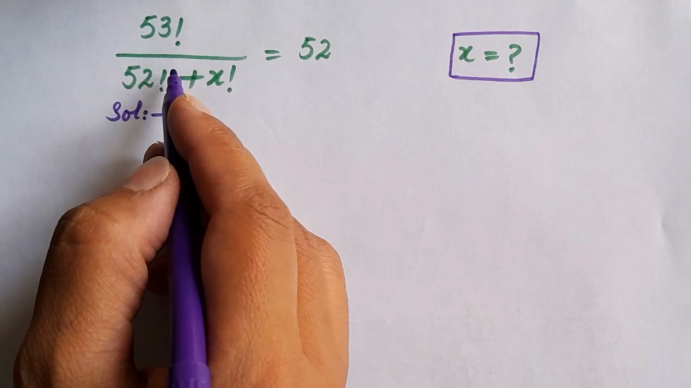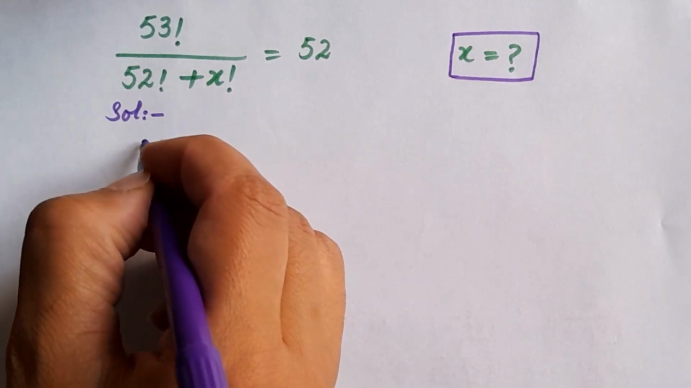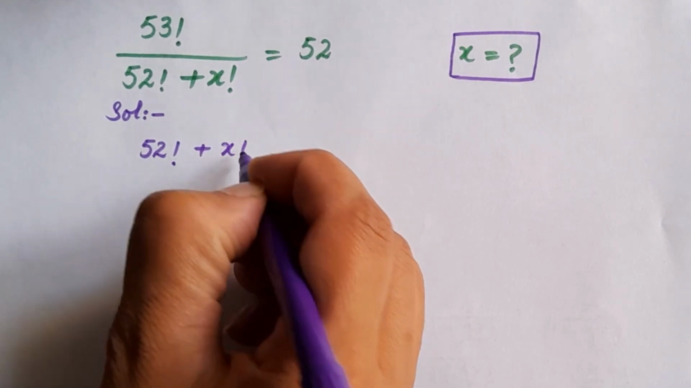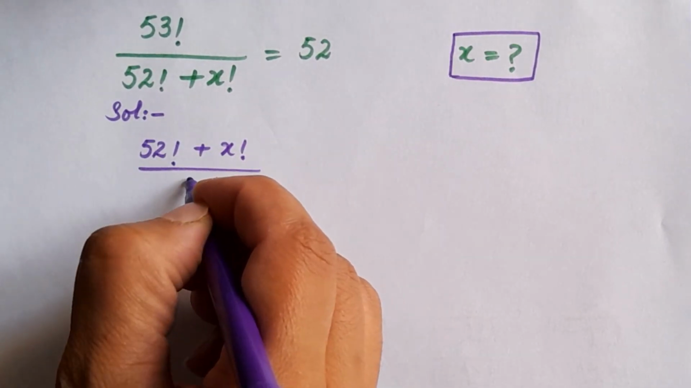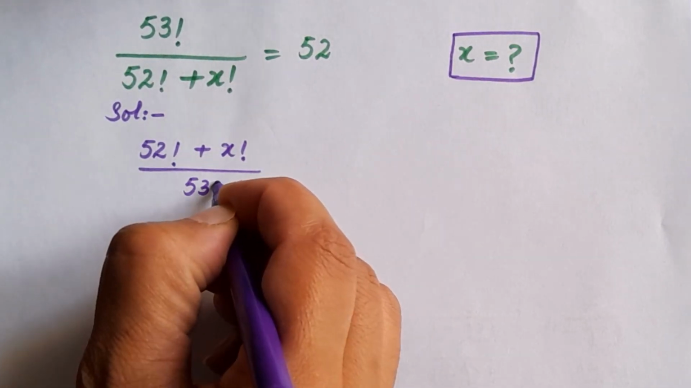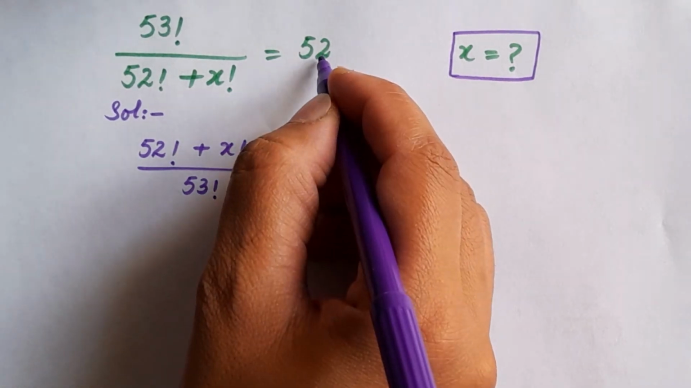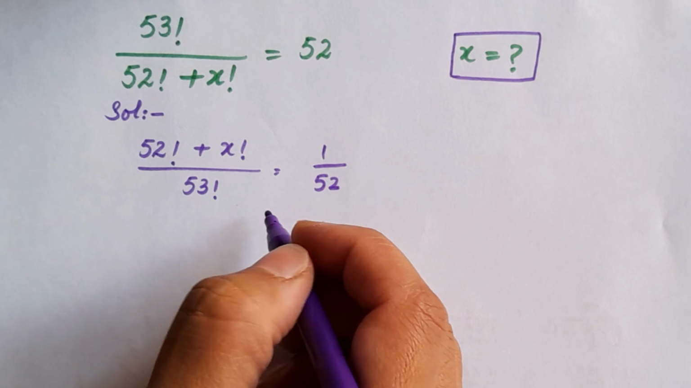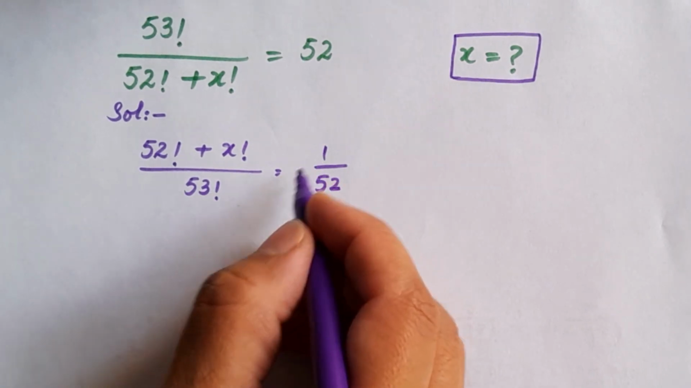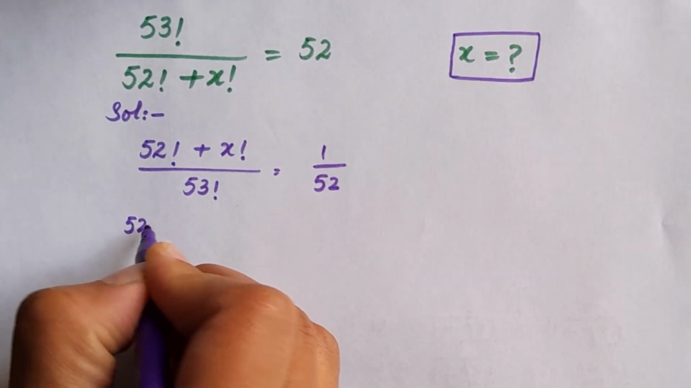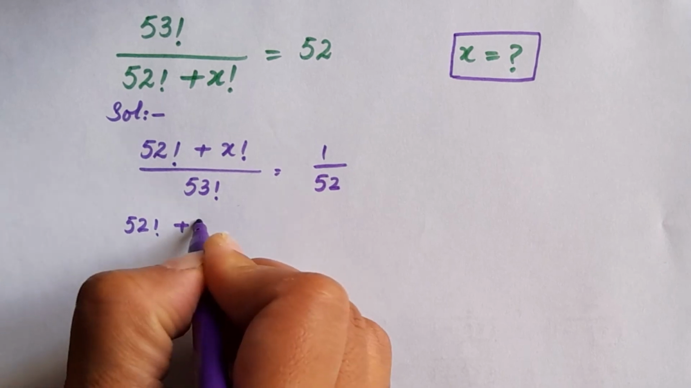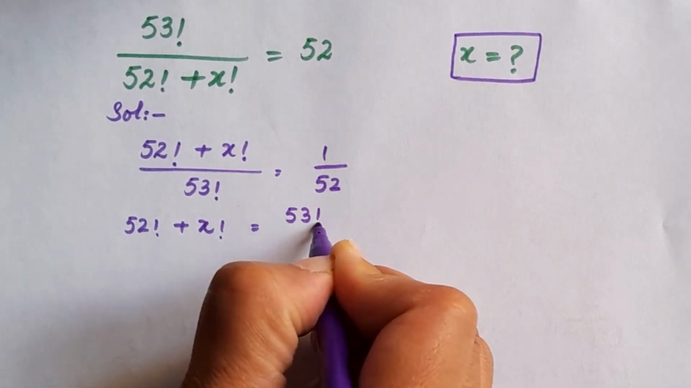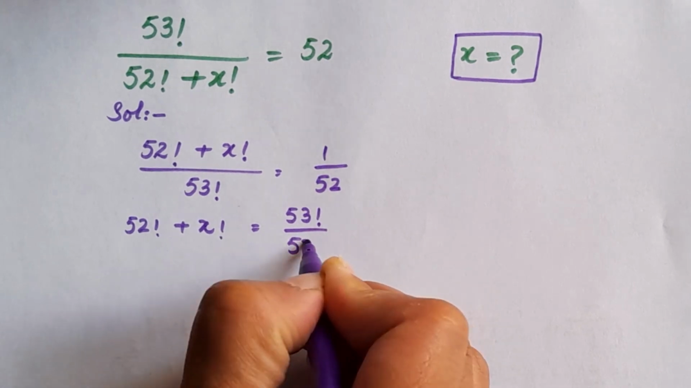We are going to take the reciprocal first. When we take the reciprocal, the denominator will come on top and the numerator will go down. When we take the reciprocal on the right hand side, it will be equal to 1 divided by 52. In the next step, we are going to take this 53 factorial to the right hand side. So it will be multiplied by 1, which is equal to 53 factorial divided by 52 factorial.